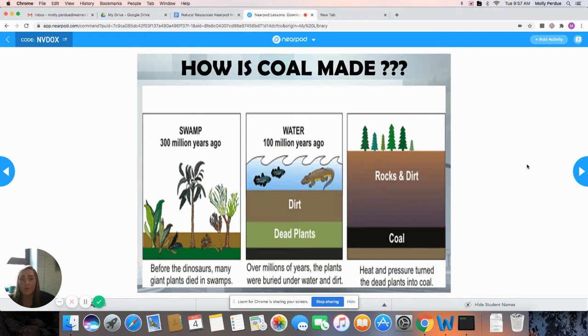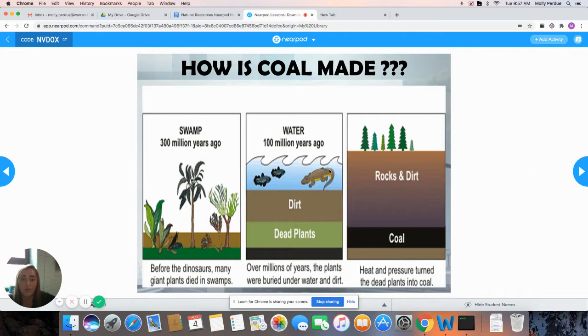So, as promised, we're going to go through how coal is made. About 300 million years ago, there were a ton of swamps. This was way before the dinosaurs. We had a ton of giant plants that lived in these swamps, and they died. Then when we look at about 100 years ago, now we have water back on top of all of these dead plants.